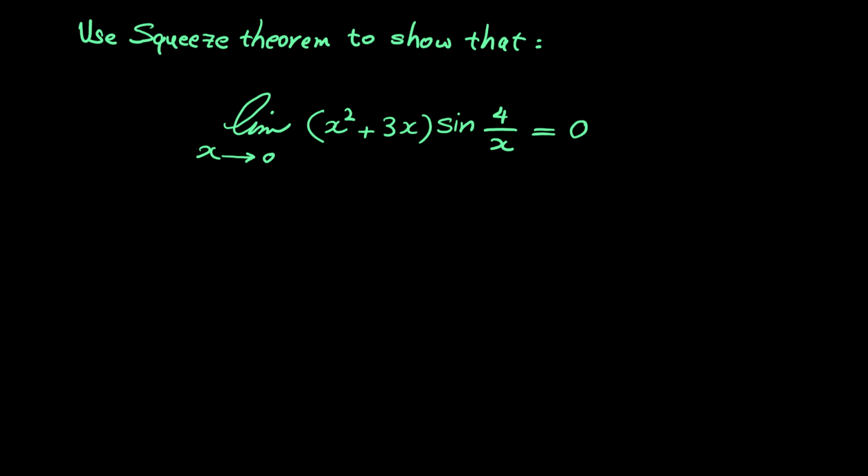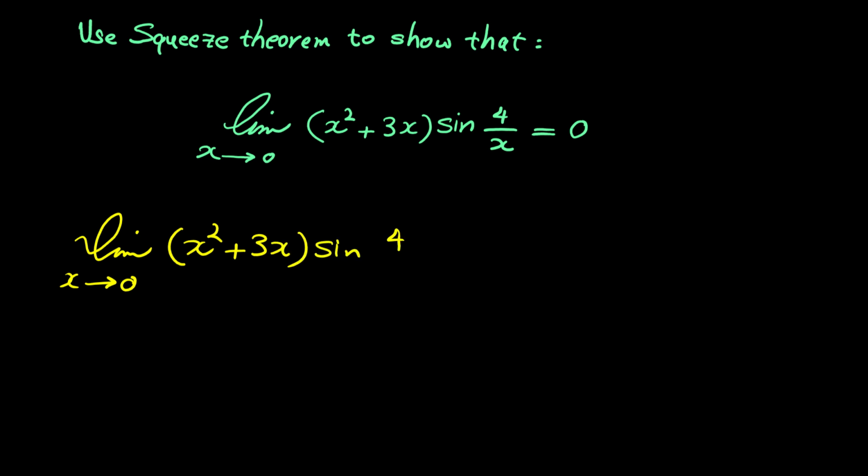In this video, I want to show you how we can use the squeeze theorem to show that this limit equals 0. First, let me show you that with direct substitution, we cannot find this limit. If we plug in 0 for x, the limit of this is 0. 0 squared plus 3 times 0 is 0. So the limit of the bracket is 0.